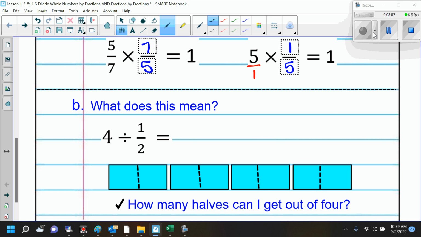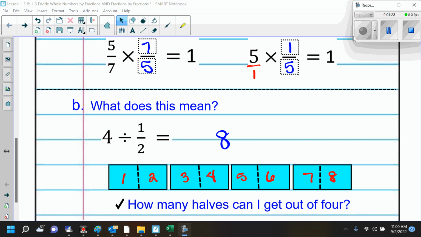Is everybody good? So we've got 1, 2, 3, 4, 5, 6, 7, 8. So the answer here is 8. Now my question to you is, how do I get that 8? Looking at 4 divided by 1/2, how do I get this 8? So you're multiplying this 4 times that 2 down there in the denominator, right?